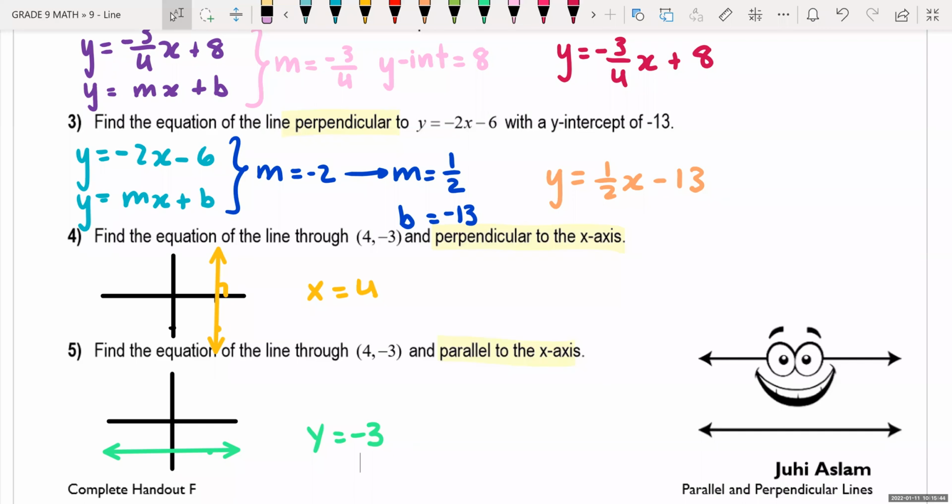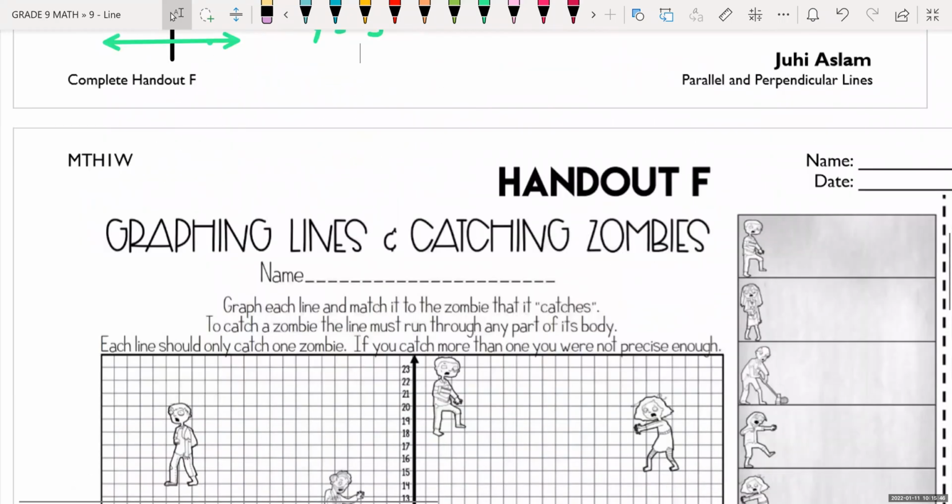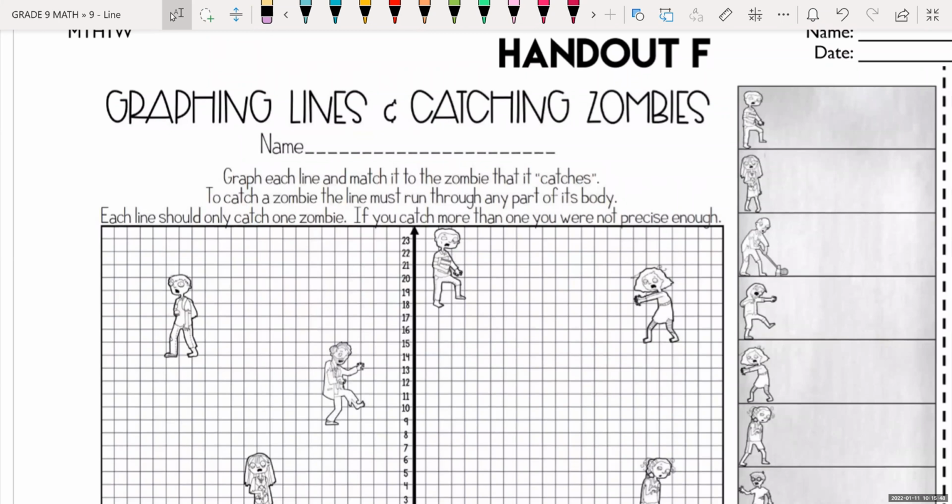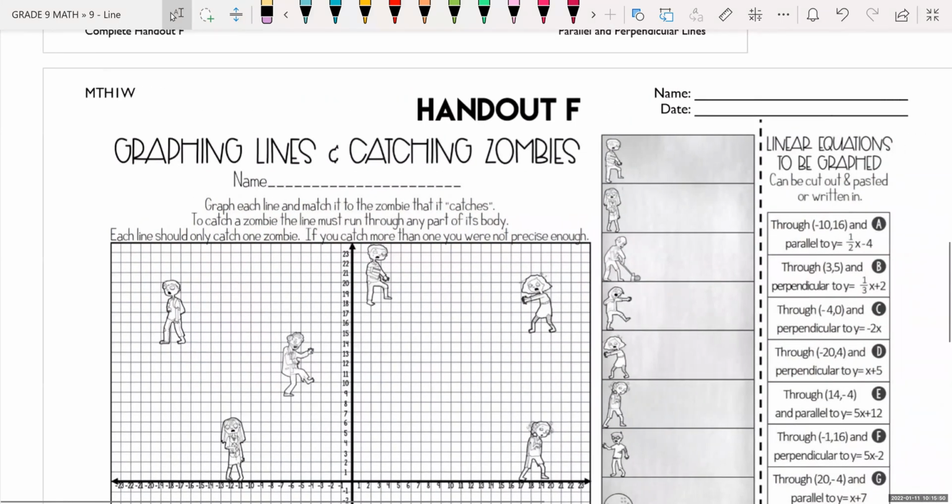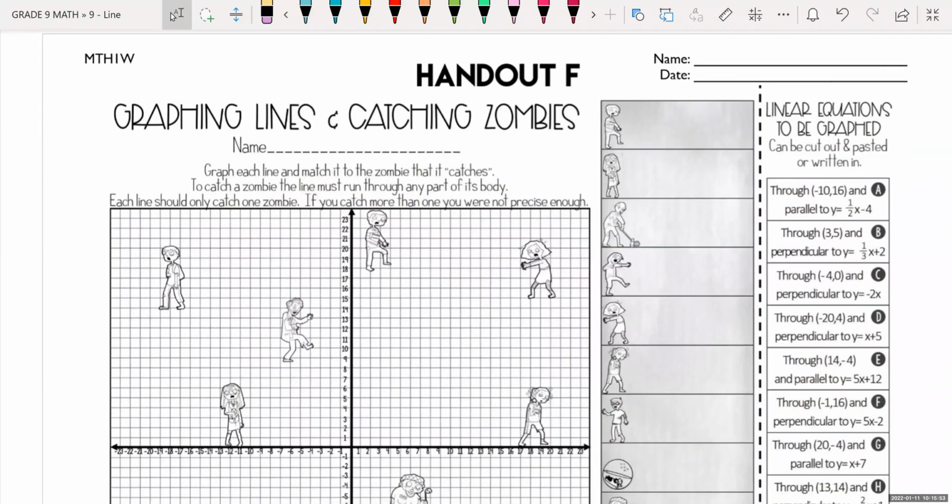What I want you to do for homework. Okay, here, your only homework for this lesson. I really like this one, you guys. I'm going to say this is not optional. This is absolutely mandatory because it's just so much fun. Okay, here's what you're going to do.